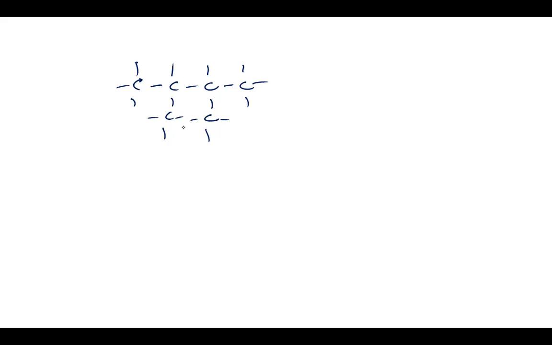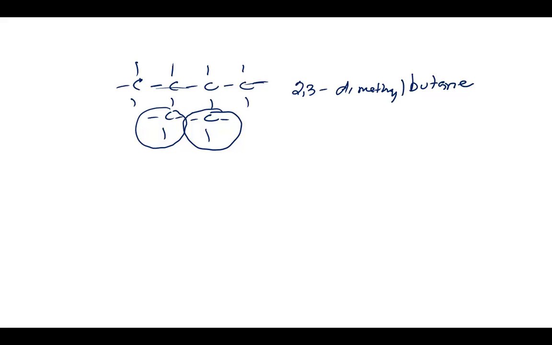And these are 2 separate methyl groups. This is a methyl group here, and this is a methyl group here. Now we're no longer talking about this in terms of a hexane or a pentane. The longest chain is this chain here, and it's 4 carbons long, so it's a butane. The methyl groups are at the 2 and 3 position, so you would say 2,3-dimethyl butane.